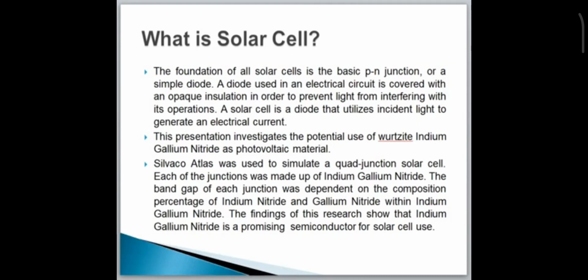Silvaco Atlas was used to simulate single junction solar cell, the dual junction solar cell, 3 junction solar cell, quad junction solar cell in this presentation. Each of the junctions was made up of indium gallium nitride. The band gap of each junction was dependent on the composition percentage of indium nitride and gallium nitride within the indium gallium nitride material. Indium gallium nitride material is a combination of two materials. First one is indium nitride and the second one is gallium nitride.